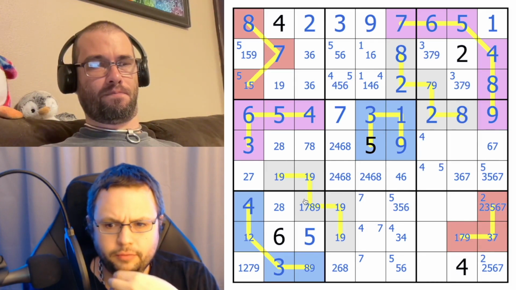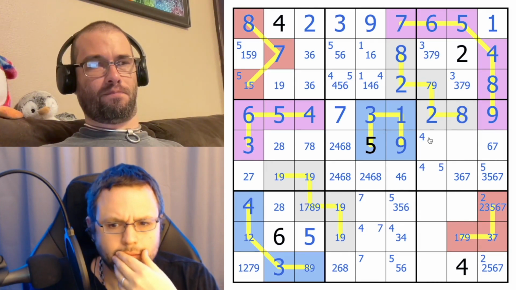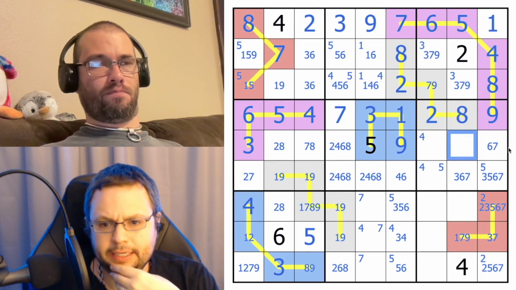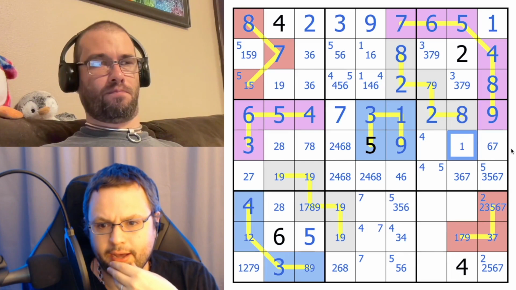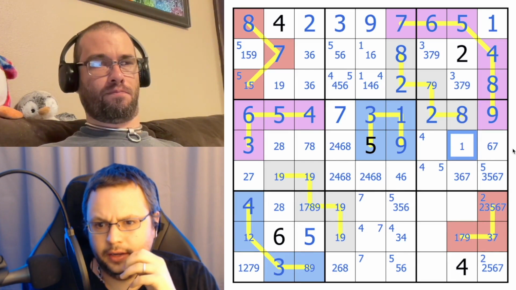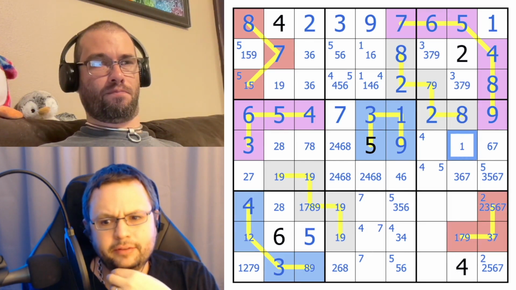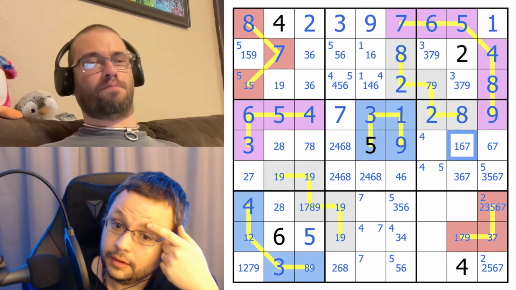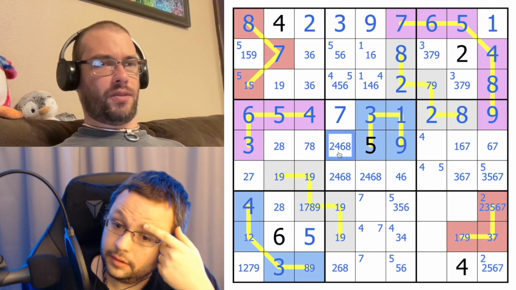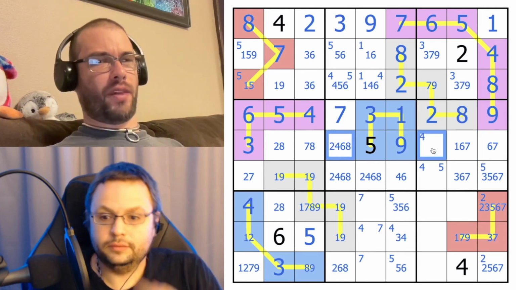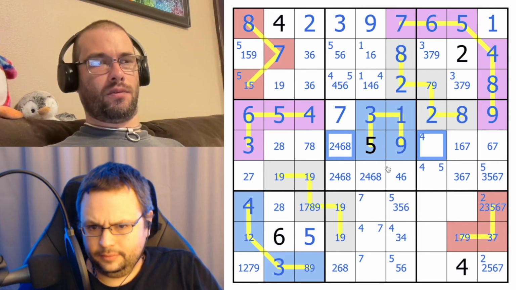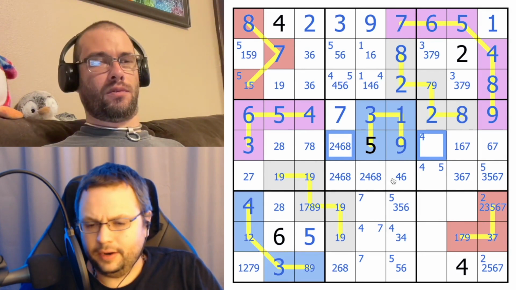Let's pencil mark row 5, column 8. It could be a 1. It's not a 2, a 3, a 4, a 5. Could, I think, be a 6 or a 7, but it's not an 8 or a 9. So there are only two places for 4 in this row. Yep. Yeah, there's a lot of 4s floating around.